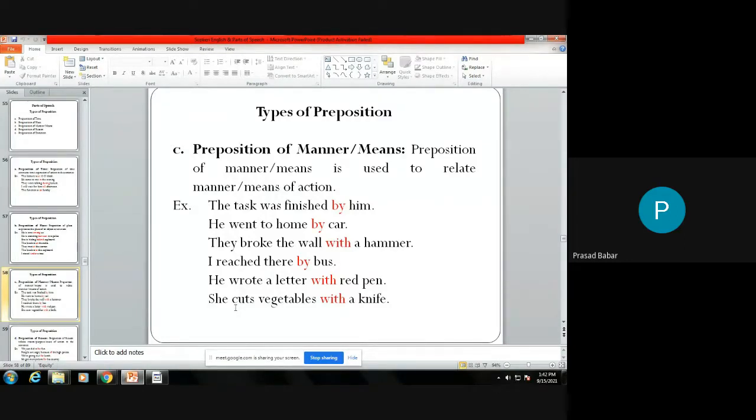Then the next is, they broke the wall with a hammer. So here with is the preposition of manner or means. By what means did they break the wall? They broke the wall with a hammer. Not without a hammer, with a hammer. So with here is working as a preposition of manner or means. By, with. So by and with are called prepositions of manner.